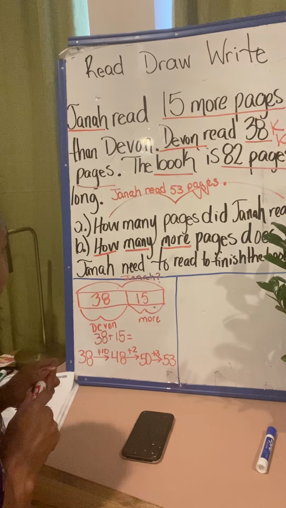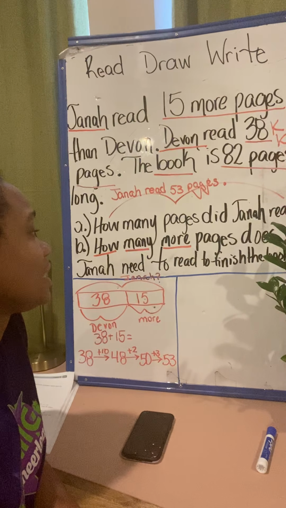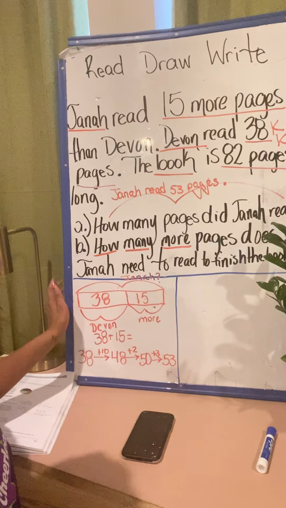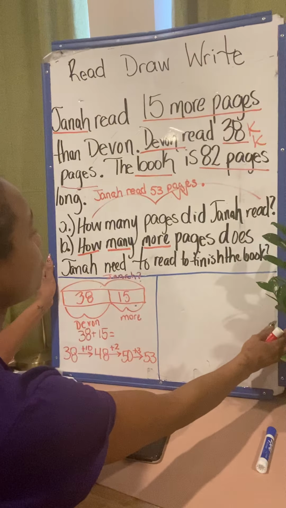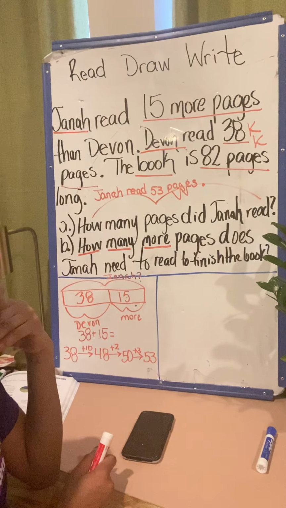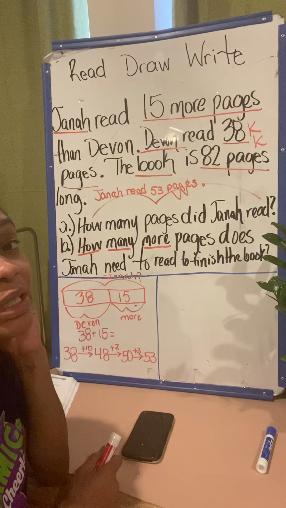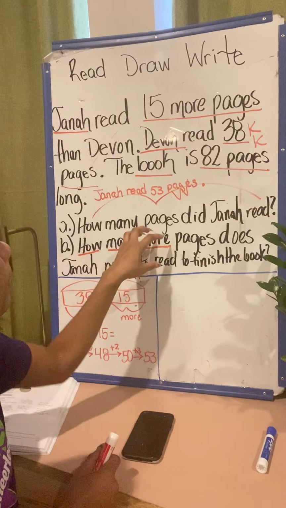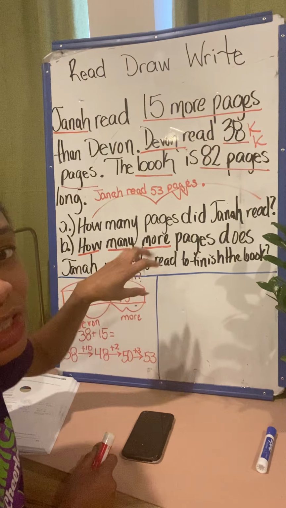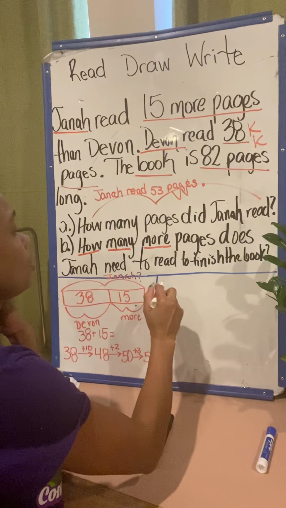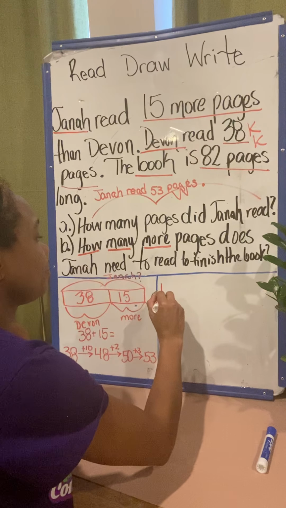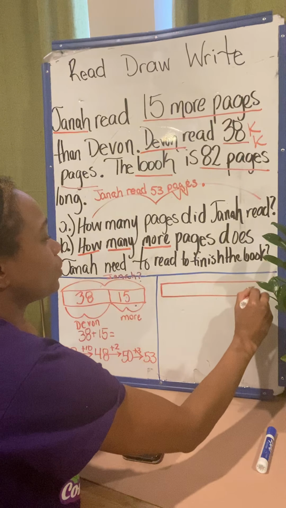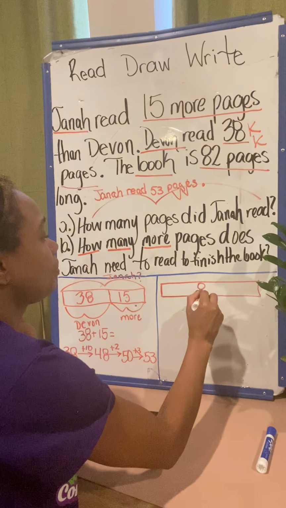And then part B, it says how many more pages does Janiyah need to read to finish the book? So here I'm going to think about what information I'm going to use for this problem. For this problem, I only need to know about Janiyah, and I also need to know about the book. I do not need to involve Devon in part B because that's not what the question wants from us. So I'm going to go ahead and organize my information based off of just the 2 parts I need, which is the total number of pages in the book.